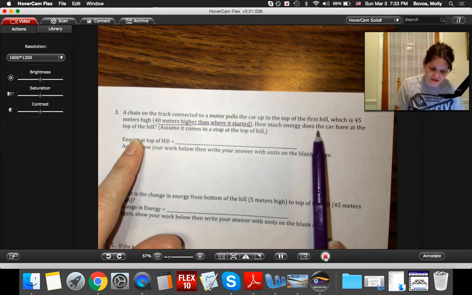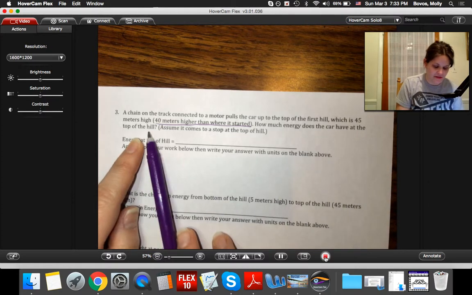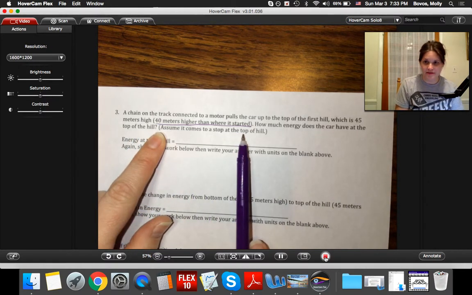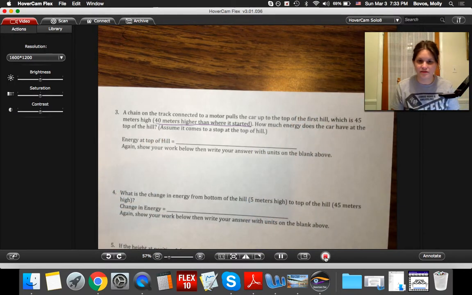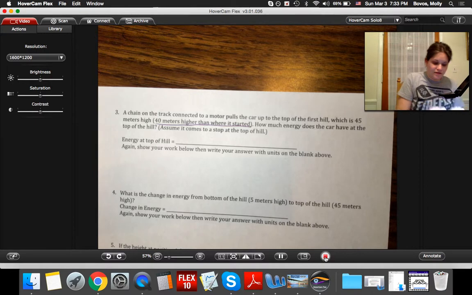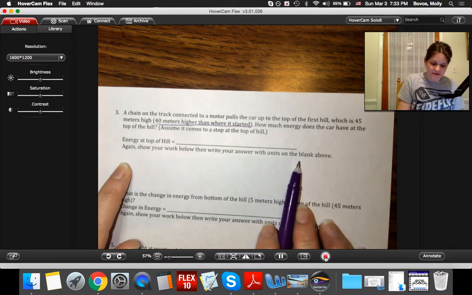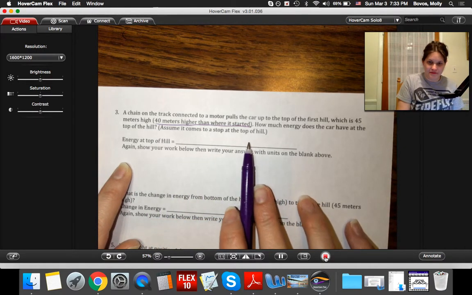How much energy does the car have at the top of the hill? Assume that it comes to a stop at the top of the hill because we don't want to have any kinetic energy, so it's going to make things a little easier. So again, we're going to show our work down here, and then we'll write our answer in this blank space.